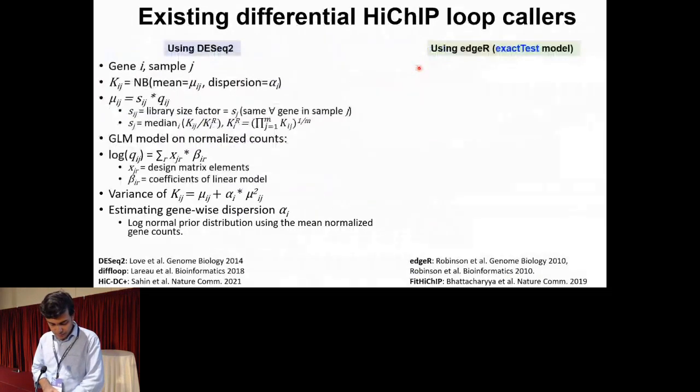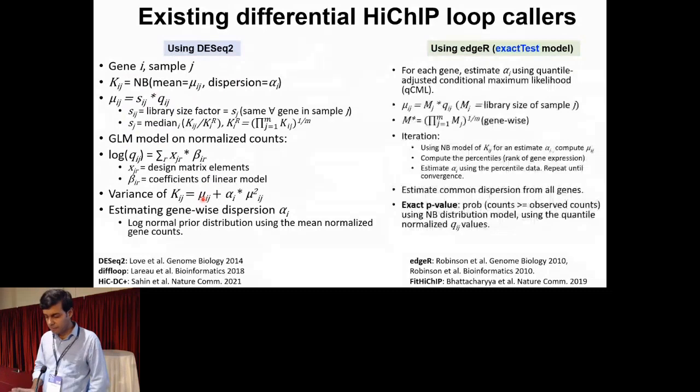And existing methods so far all use DESeq or edgeR methods, which are RNA-seq count-based methods. They use the negative binomial distribution to model the observed count matrices. For DESeq, the mean is estimated as a product of the library size factors with the normalized count values, and the normalized count is modeled by a generalized linear model equation using the design matrix elements, which are basically variables indicating the condition or additional covariates including replicate specific information. And finally, gene-wise dispersions are estimated to compute the variability of observed counts among different conditions.